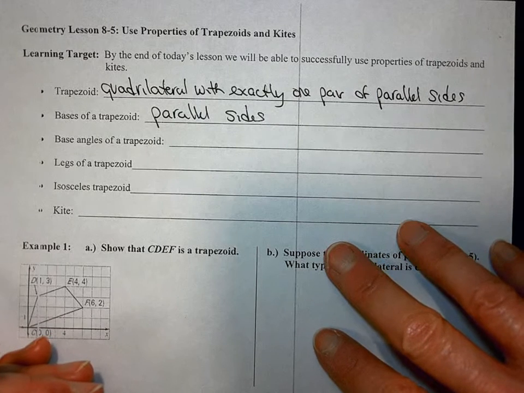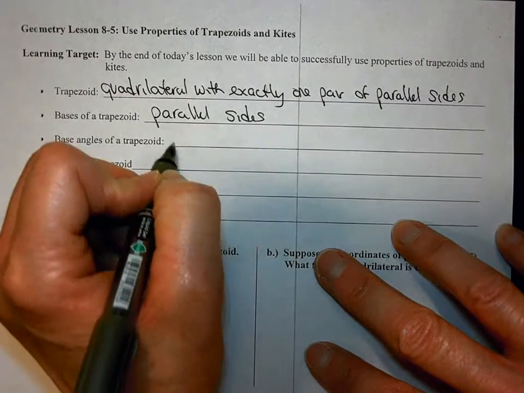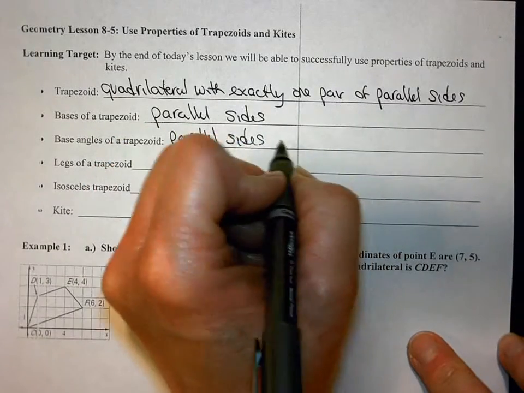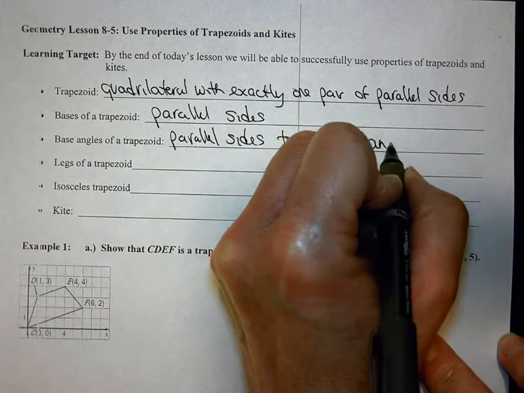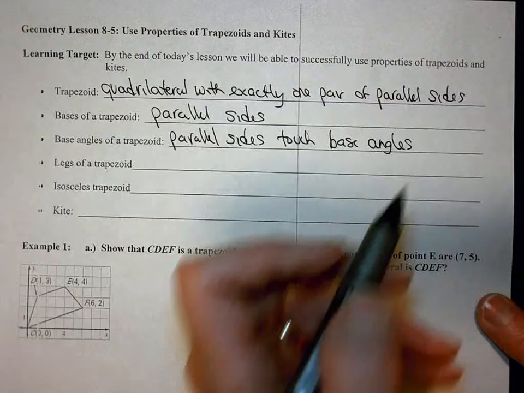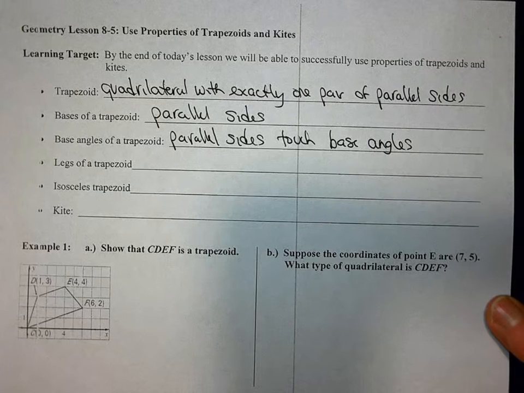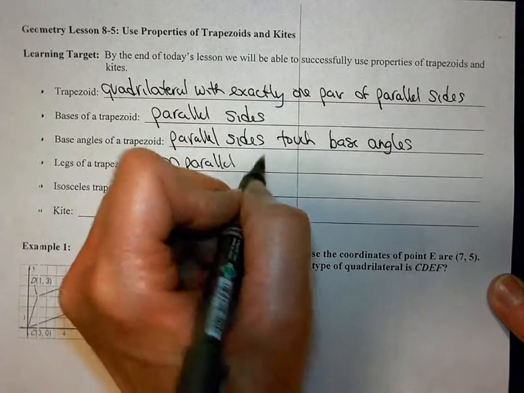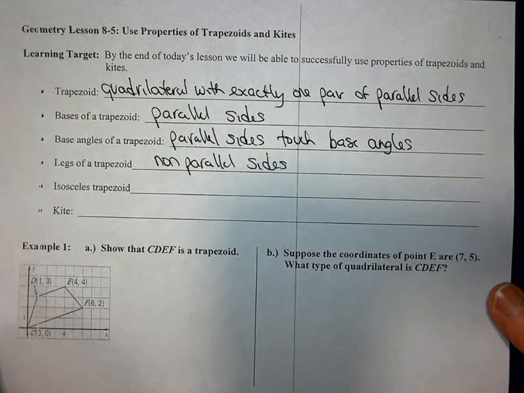The base angles share the base sides. So each parallel side has base angles. So parallel sides will touch the base angles. And I'll show you pictures on that when we get down to the theorems that explain this. Okay, so the legs of the trapezoid are the non-parallel sides. Remember, we only have one set of parallel sides, so if you're looking at the sides that are not parallel, those are the legs of the trapezoid.